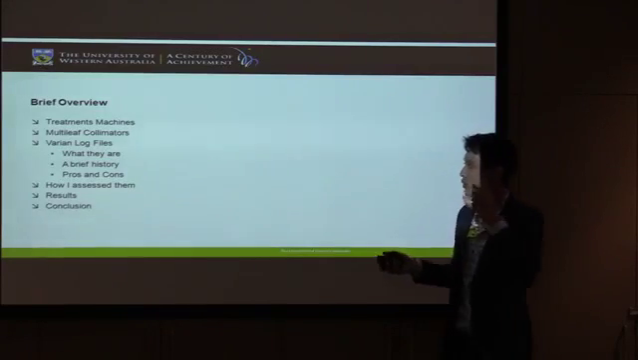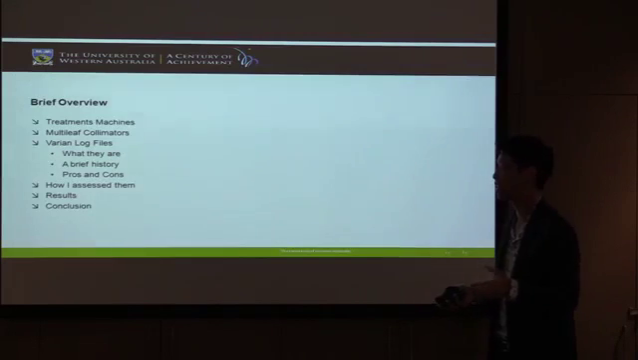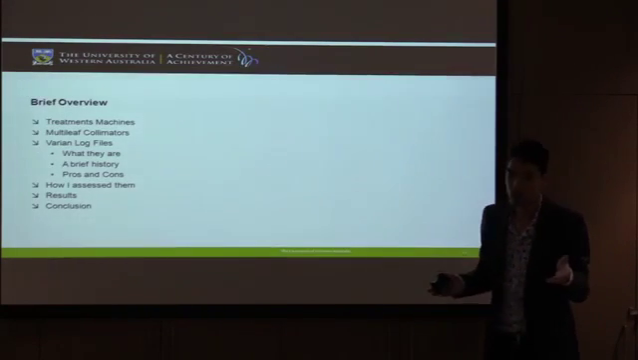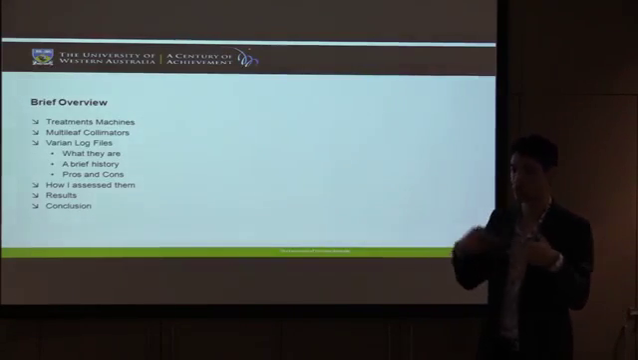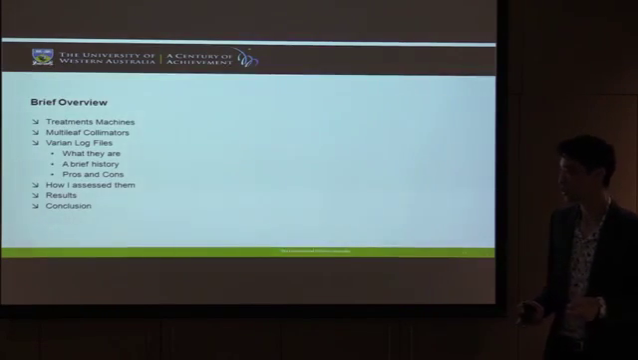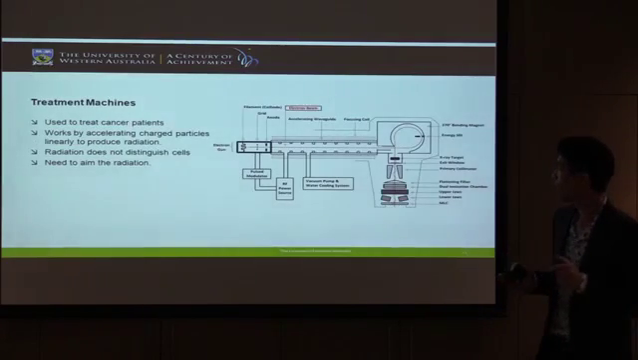So in this talk, I'll just give a brief overview, because I'm sure you all know and have heard this to death: treatment machines, multi-leaf collimators, what are Varian log files, and a brief history of them, the pros and cons, how they're used, how I use them for my research, the results, conclusion, and that'll be great. We'll be done by lunch.